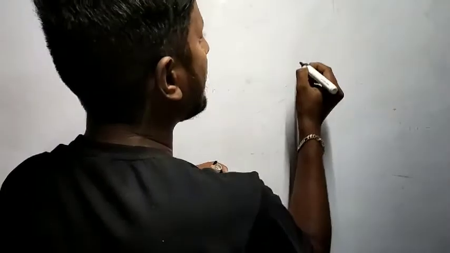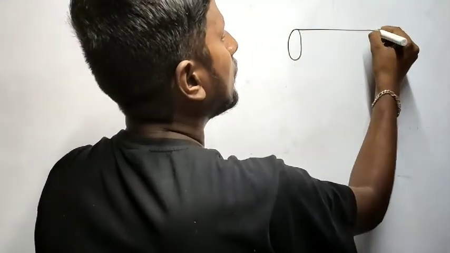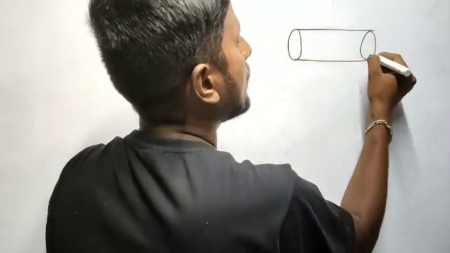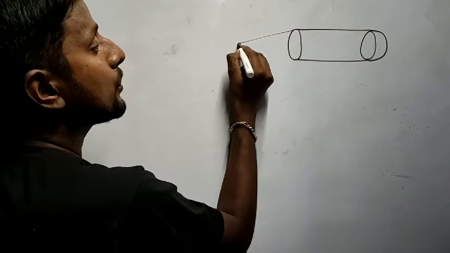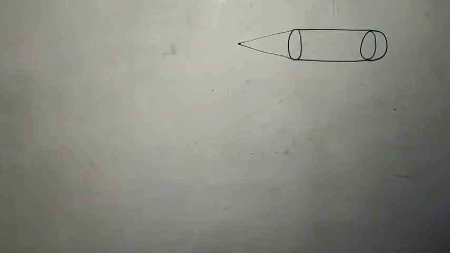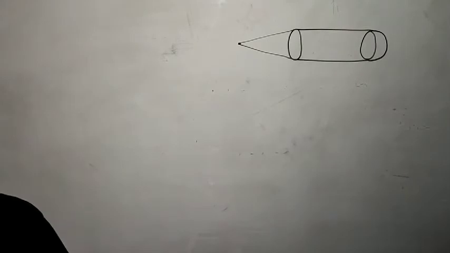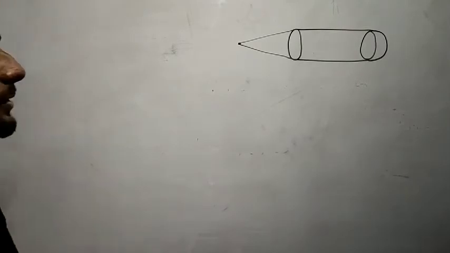The second is: a solid is in the form of a right circular cylinder with a hemisphere at one side and a cone at the other side. So simply, the diagram: it is a cylinder. At one end it shows a hemisphere, at the other end it shows a cone. Now, the radius of the common base is 8 centimeters.